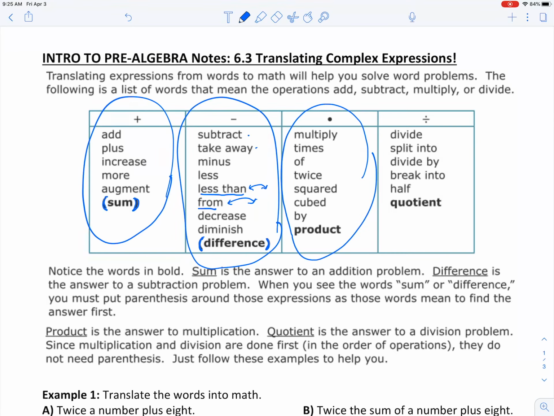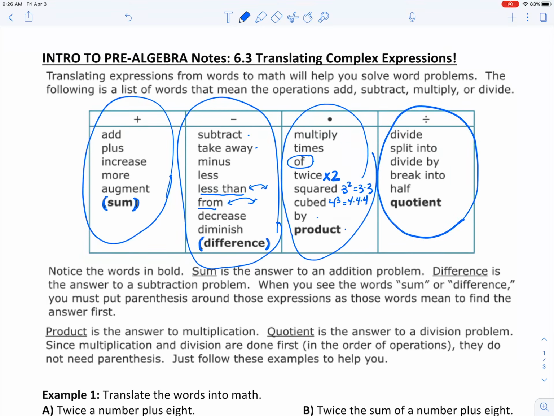Okay, these words mean to multiply. Multiply, times, of, twice, squared, cubed, by, and product. I will say of is a very popular one. We see that a lot. When you see twice, that means the same thing as multiplied by 2. Squared, that means taking 3 squared is like saying 3 times 3. And cubed, if I said 4 to the third, that's cubed. So that means 4 times 4 times 4.